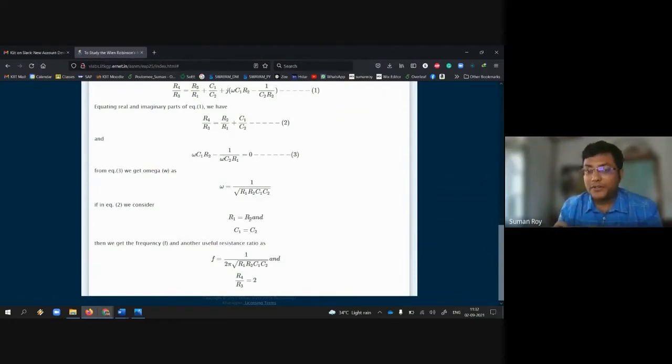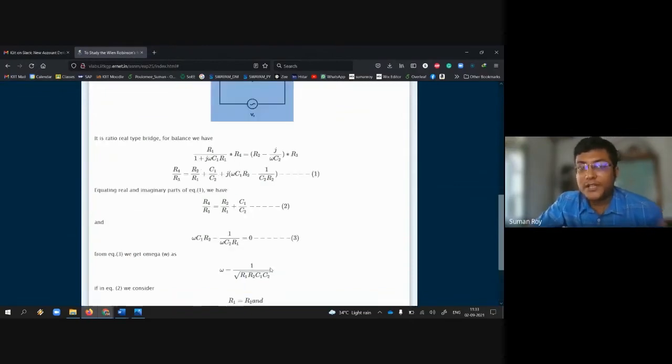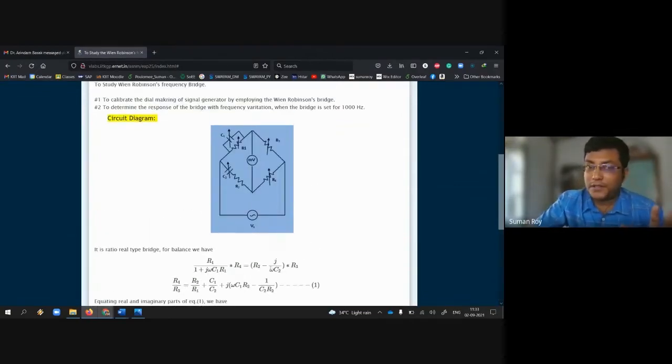Now if I put R1 equal to R2 and C1 equal to C2, then from equation number 2 we get R4 by R3 equal to 2. That's why we are taking R4 equal to twice R3. So this is the basic derivation of this Wien Robinson's frequency bridge.